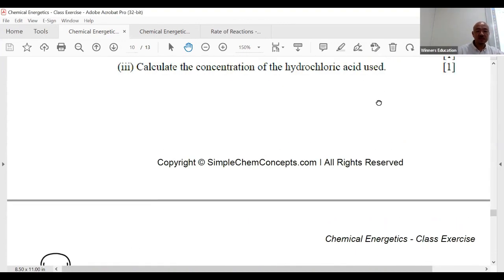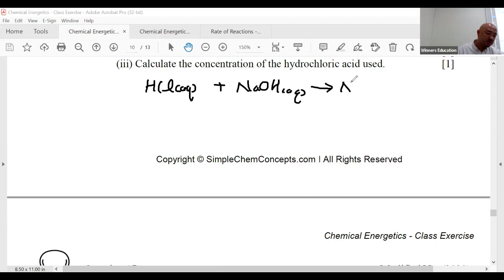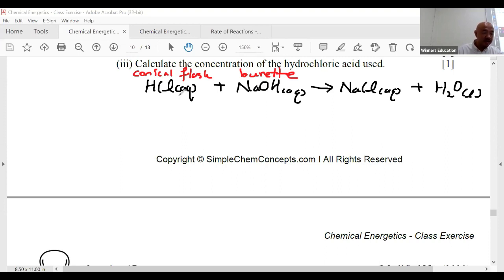I'll use a space here. Cause it, the concentration, yeah. HCl reacts with sodium hydroxide, becomes sodium chloride and water. Equation must be balanced. Yes, so what is the information that we know? All right, so this is in the conical flask. This is in the burette. The way they react is 1:1. So what is the information I have?